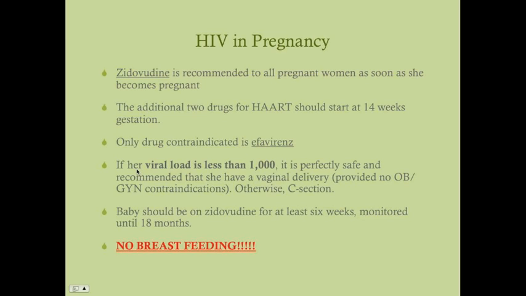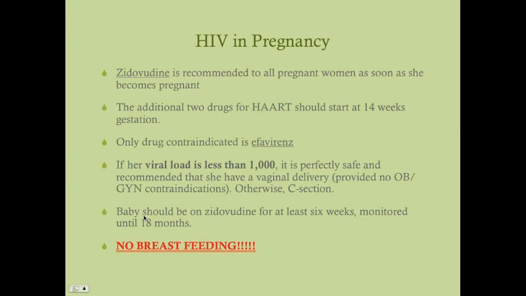Now, during delivery, if her viral load is less than 1,000, which it should be if she's on effective therapy, then it's perfectly safe, and it's even recommended that she have a vaginal delivery because the complications from having a C-section actually outweigh the complications from having a vaginal delivery. And this, of course, is provided that there are no OBGYN contraindications for vaginal delivery. So if she's had 2 C-sections in the past, of course you're going to give her a C-section regardless. But provided she has no contraindications for vaginal delivery, if her viral load count is less than 1,000, she can go ahead and have a vaginal delivery. Otherwise, she's going to get a C-section.